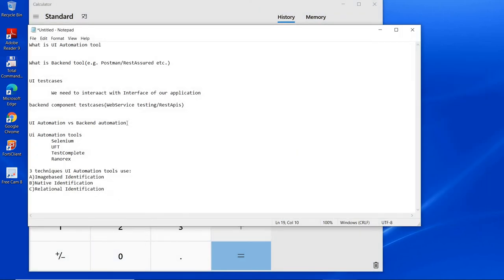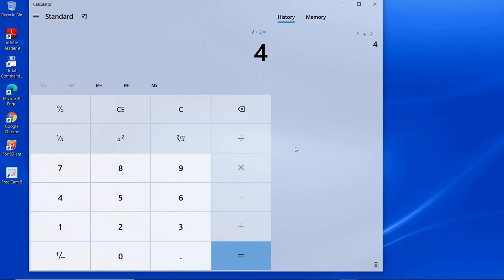Now let's understand what native identification is, our second technique. Native identification is where the automation tool identifies the element not based on its look and feel, but based on its physical attributes. Like the way we can identify any person based on his or her physical attributes, as long as that person has some unique physical attribute. Okay, let's understand the analogy first, and then we will understand how native identification works in the context of UI automation.